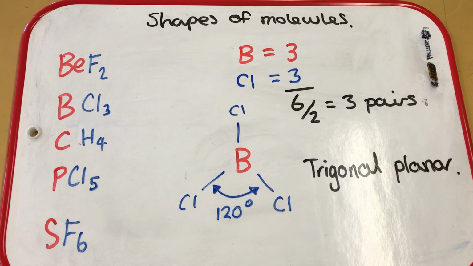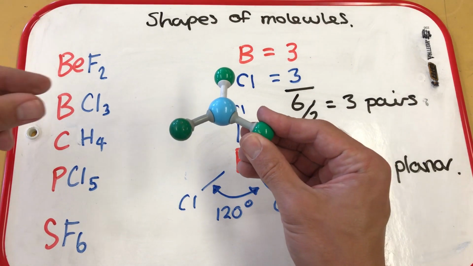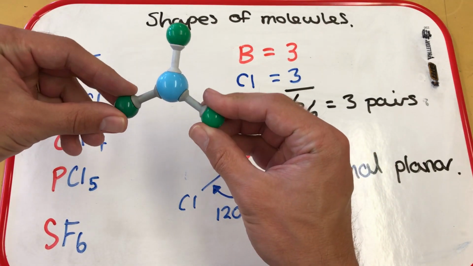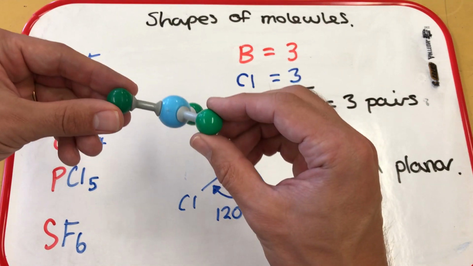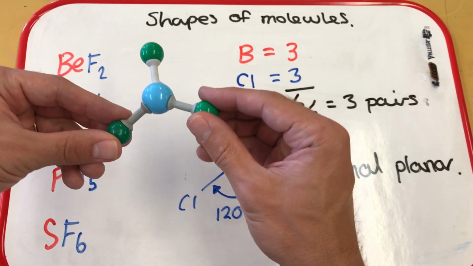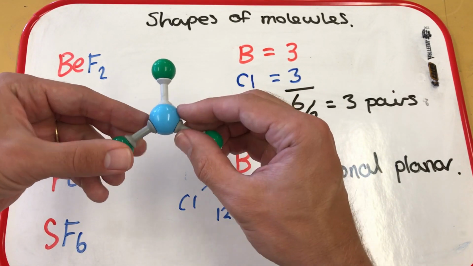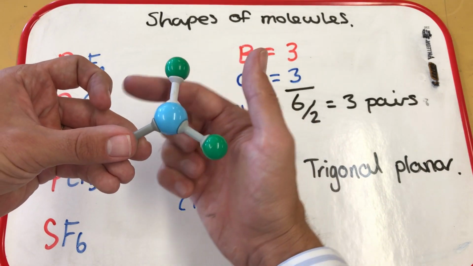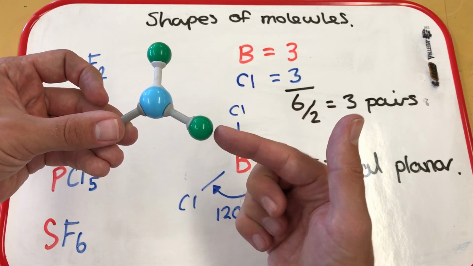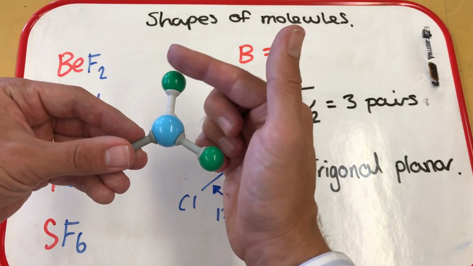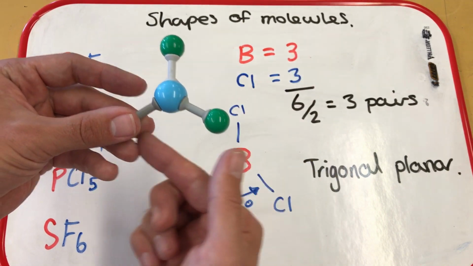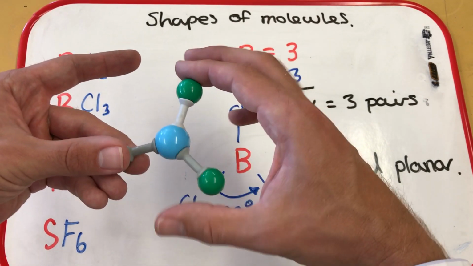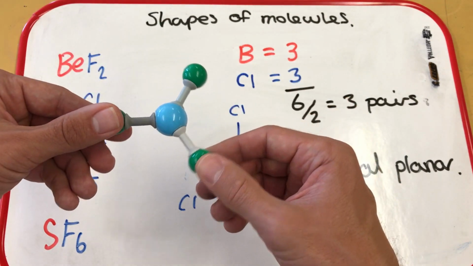If we have a look at this molymod here, we can see that it's on one flat plane, so it's a planar molecule because it's across the flat plane, and it's trigonal because there are 3 points to it, or 3 sides, sorry. 1, 2, and then the 3rd one there. So this is our trigonal planar molecule.